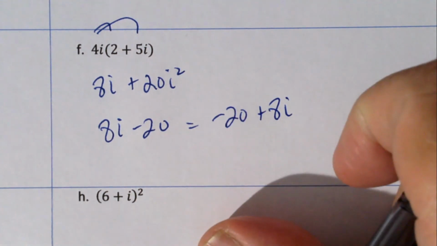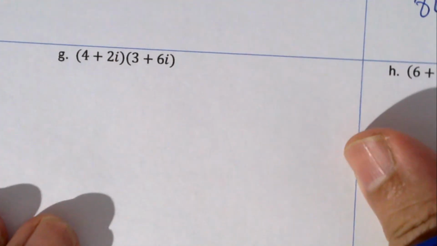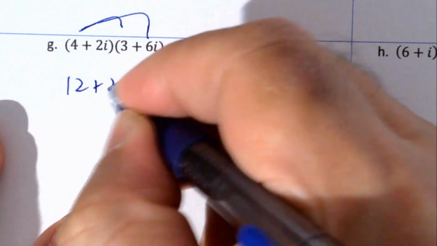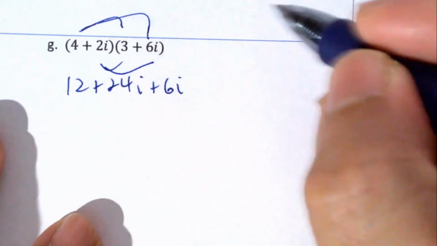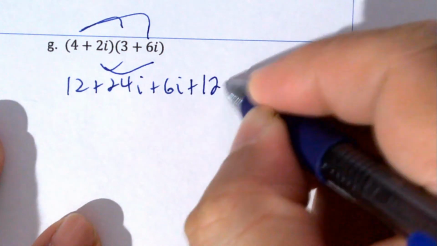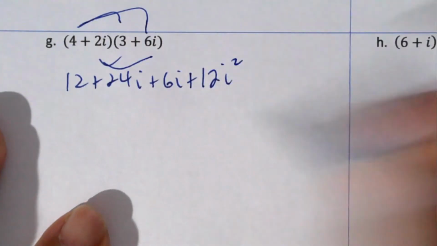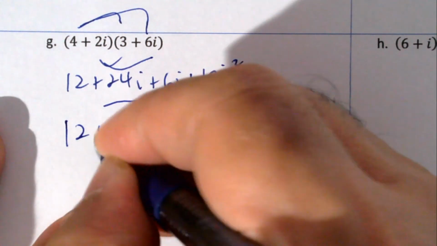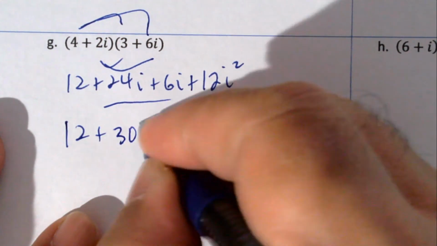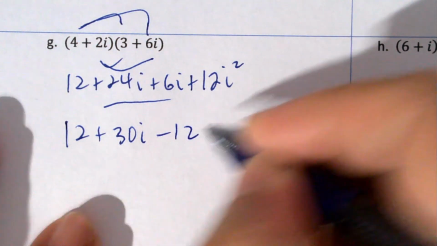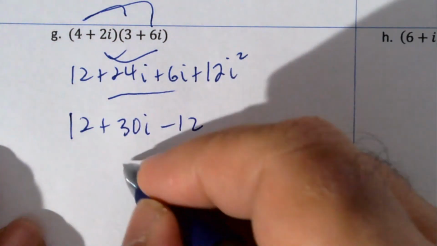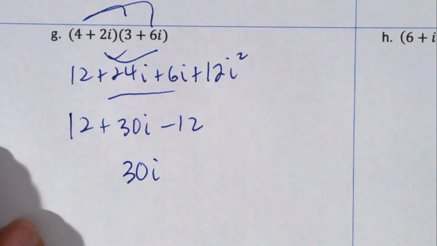Okay? Going on. 4 plus 2i times 3 plus 6i. We're just going to multiply that out. 4 times 3 is 12. 4 times 6 is 24i. Then 2i times 3 is 6i. And 2i times 6i is 12i squared. Combine the like terms in the middle. That's going to be 30i. And don't forget that i squared makes that positive 12 into a minus 12. And it turns out 12 minus 12 cancels. And the final answer of 30i.